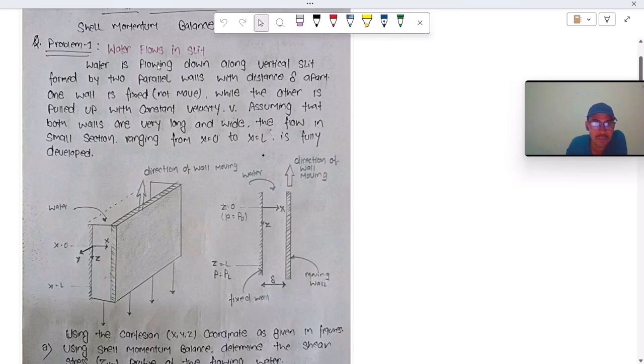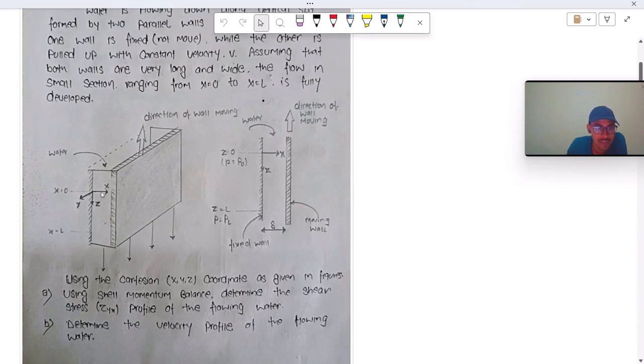This is water flowing through a narrow slit. This is our diagram. Water is flowing down along a vertical slit formed by two parallel walls a distance delta apart. One wall is fixed while the other is pulled up with a constant velocity v. So in this system, the left wall is fixed, that is stationary, and the other side is moving with a velocity v.